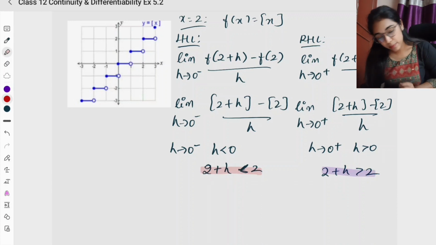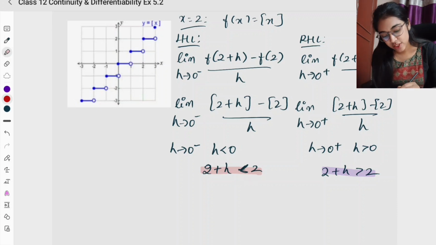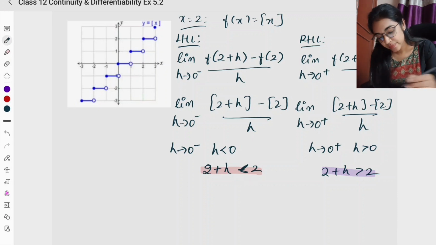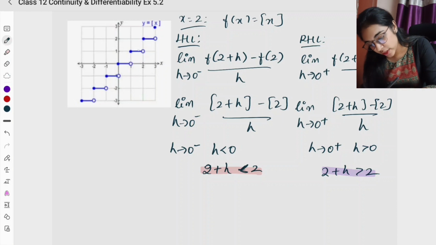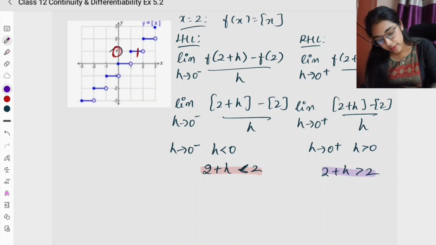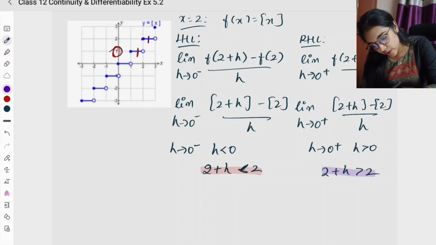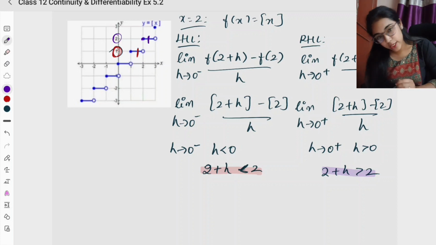So how do you interpret that from your graph? 2 plus h is less than 2, how do you write this? I am going to look at values which are less than 2. If it is less than 2, it is going to take the value of 1. If it is greater than 2, what value is it going to take? The 2 is over here. Greater than 2, it is going to take the value of 2. So in this place less than 2 takes the value of 1, and if it is greater than 2, this is going to take the value of 2.